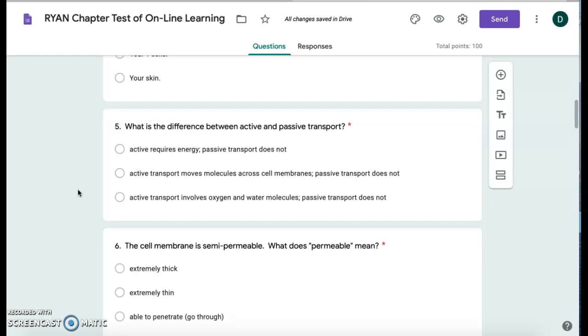Number 5. What is the difference between active and passive transport? Active requires energy, passive transport does not. Active transport moves molecules across cell membranes, passive transport does not. Or active transport involves oxygen and water molecules, passive transport does not.